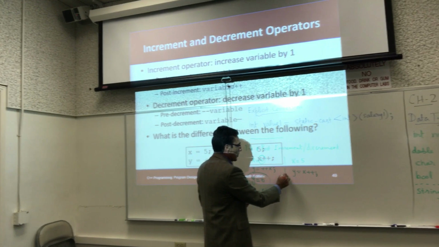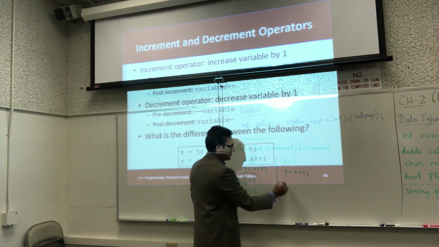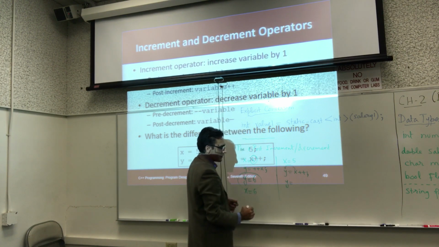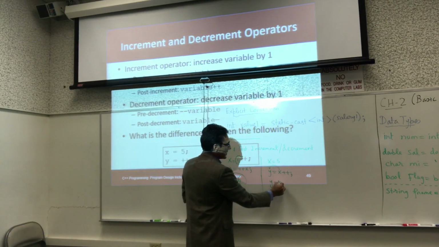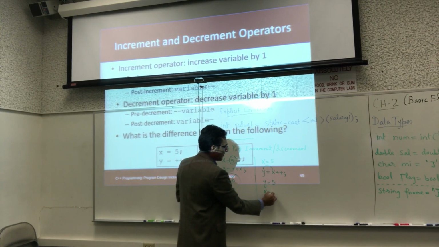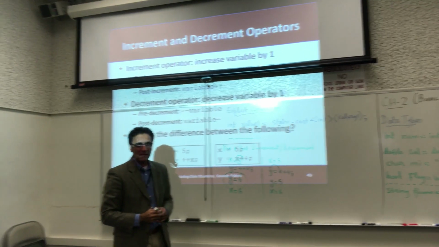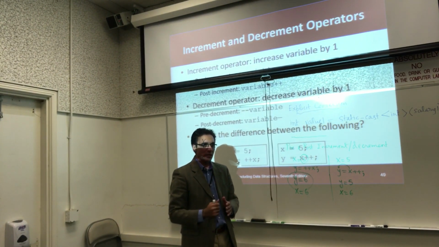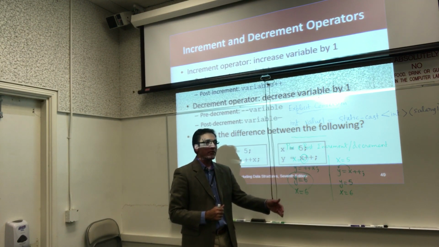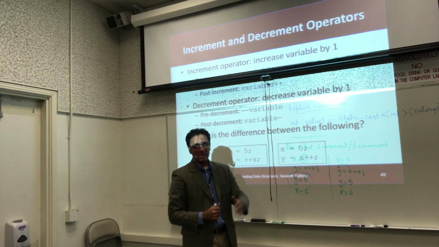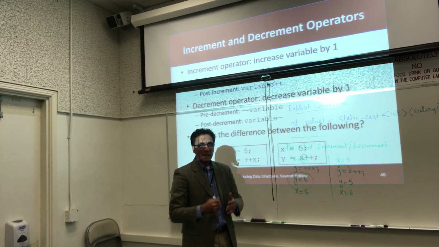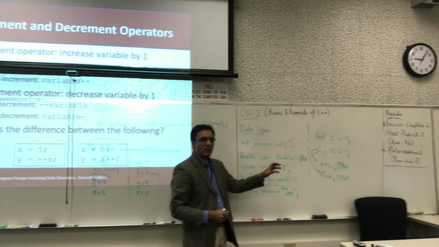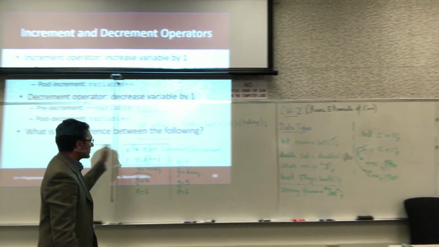However, on this side, in post-increment, x is 5. Notice that y gets the value of x first, then x will be incremented. In this case, the value of y will be 5 and x will be 6 after I complete the second instruction. So there's a slight difference between pre-increment and post-increment. And this can be applied to decrement also, minus minus x or x minus minus. So just be careful when you're learning these concepts. There's a difference between those two, increments and decrements.